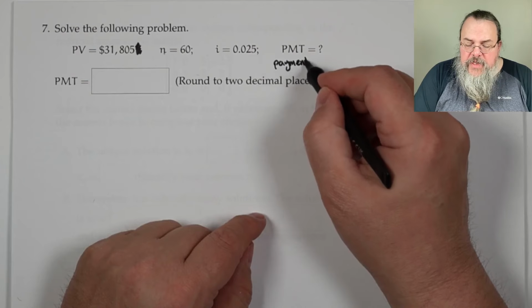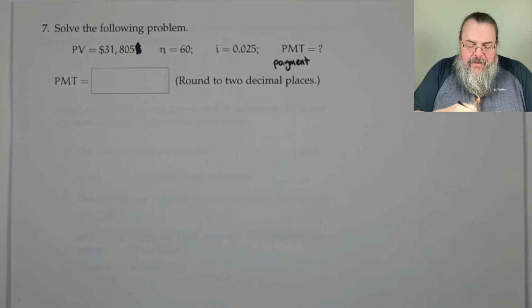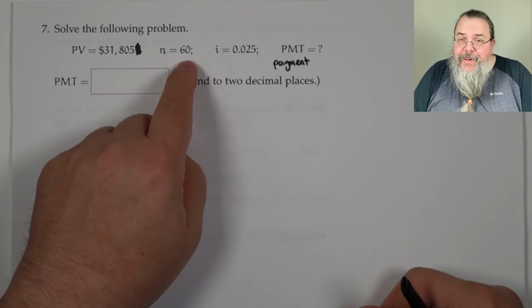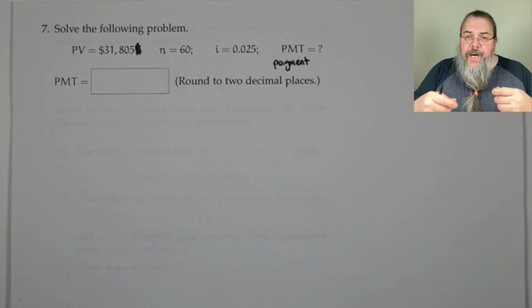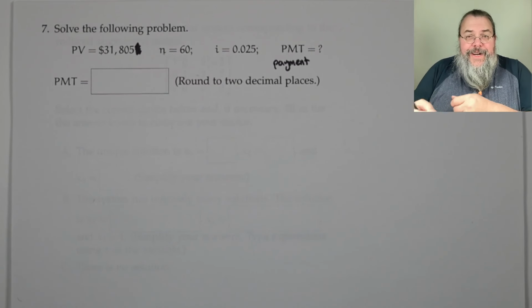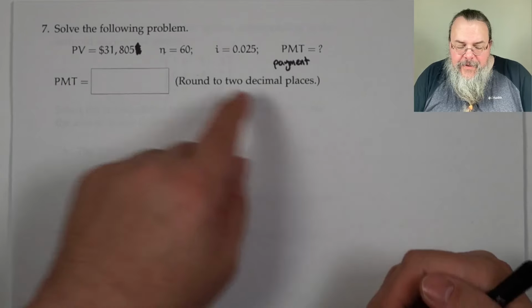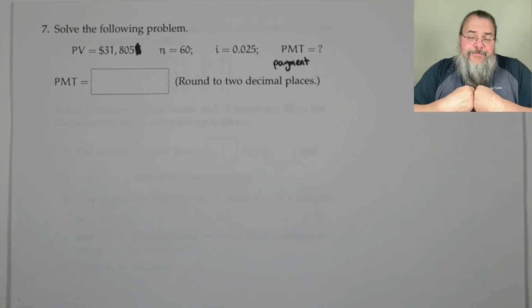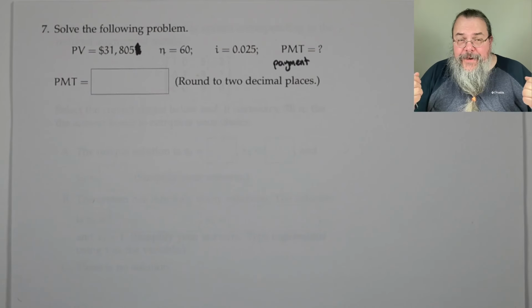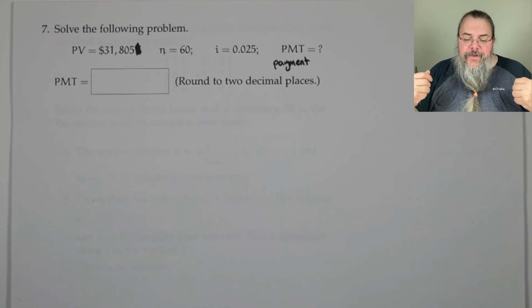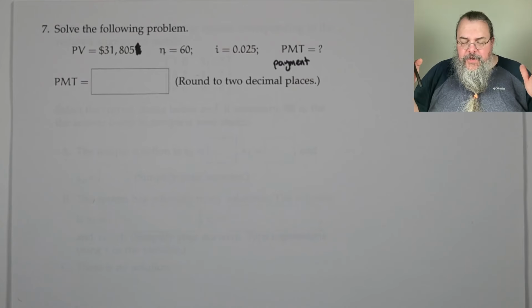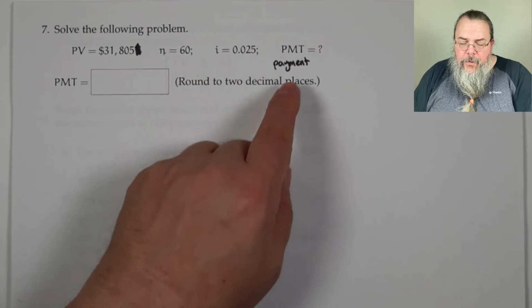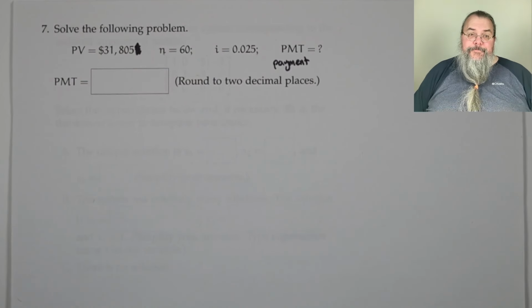And so essentially what's happening is we're going to get some money every time for 60 times, and we're saying, okay, what's the present value of that going to be? So in essence, it's like the present value is I'm taking out a loan of $31,805. And what I want to figure out is, if I'm going to pay that back over 60 intervals, and for each interval I have this interest rate, what's the current payment going to be?